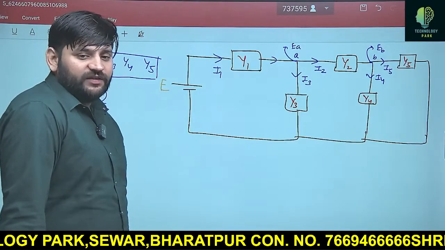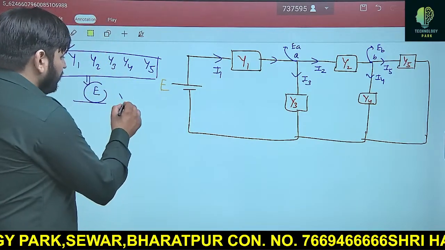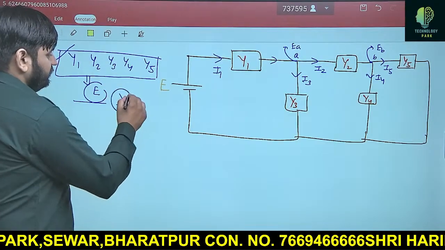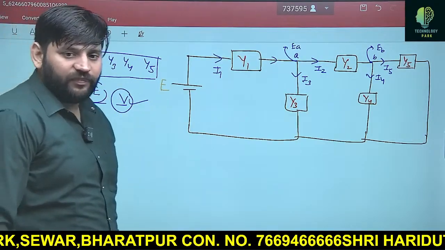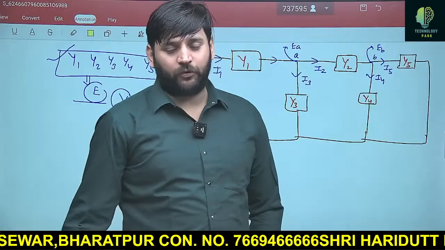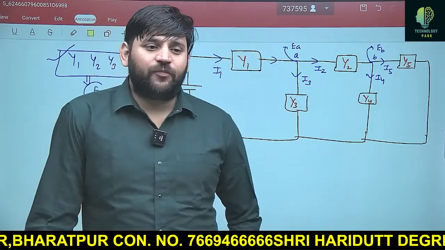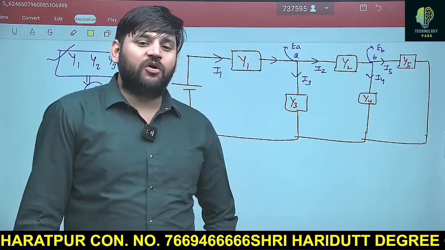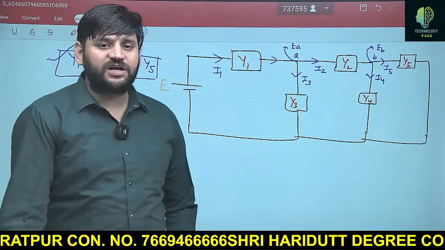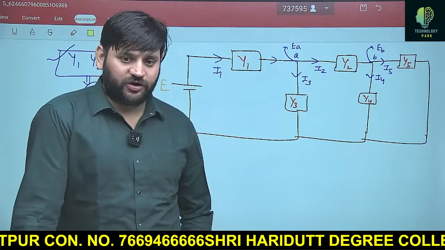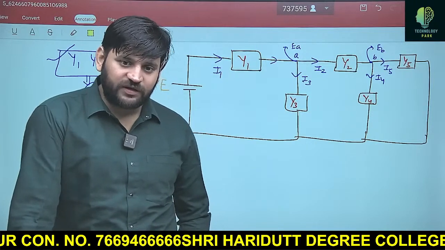Now we calculate the value of electric voltage with the help of node point. We know that node point is a point where two or more than two branch are connected. It's called node point or junction point. Is that clear?